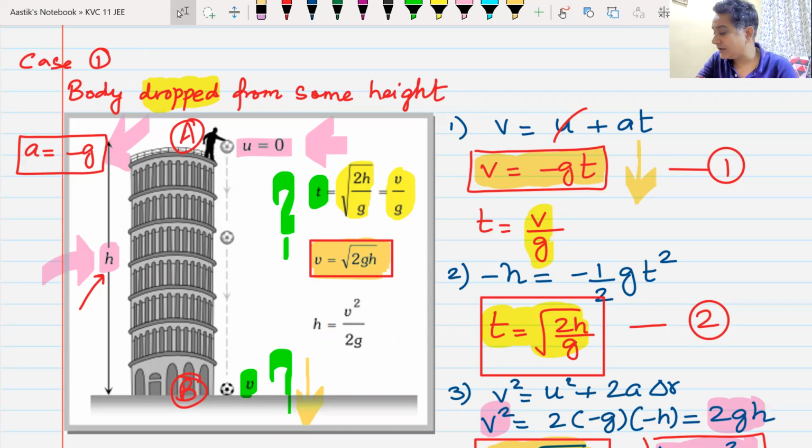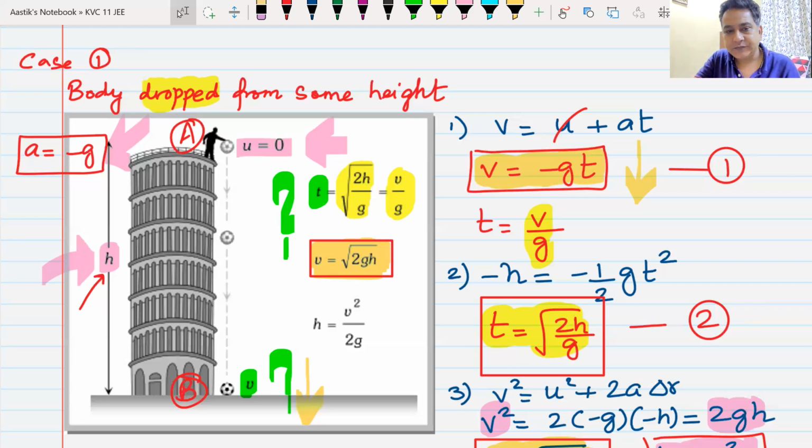So we come to our case number 2, and what would be our case number 2? The first one was case number 1, body was dropped from the top of a tower. Case number 2 would be when the body is thrown up. So write the heading, case number 2, body is thrown up, and we will see what are the similarities and what are the differences between the two cases here.